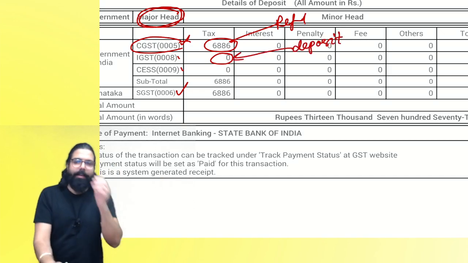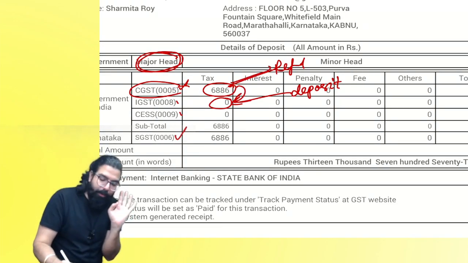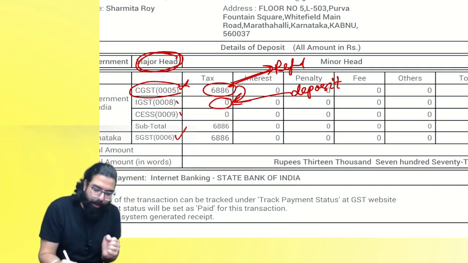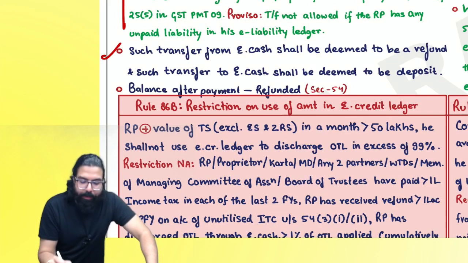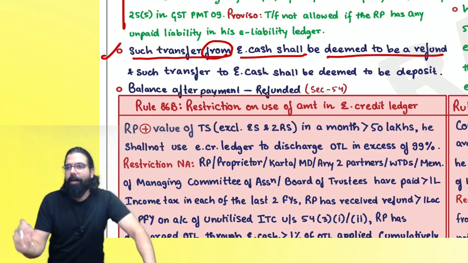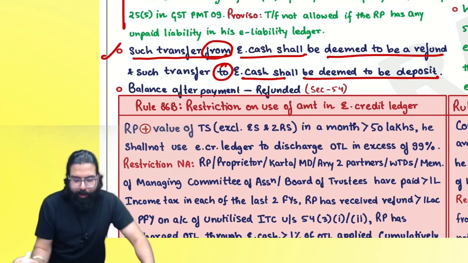Now, what the government is telling is, when you transfer from here to here, we will assume that from here we gave you a refund, and you have deposited it over here. So they are saying such transfer from e-cash ledger shall be deemed to be a refund, and such transfer to e-cash ledger shall be deemed to be a deposit.